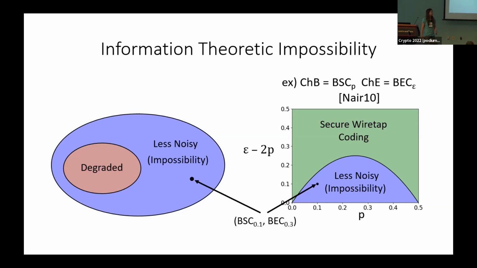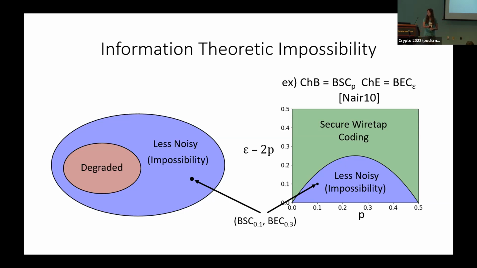So as a very specific example, if Bob's channel has a 10% flip probability and Eve's channel has a 30% erasure probability, we have this information theoretic possibility, but we do not have degradation because the erasure probability is more than twice Bob's flip probability.